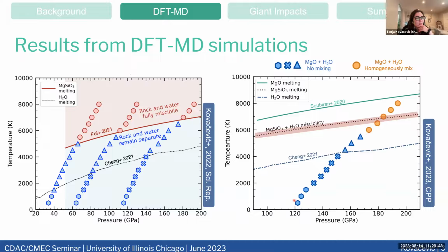So this was just a quick paper published in a contributions journal. And again, I have the water melting curve and the MgO melting curve. As you can see, the mixing happens. We're still going to have blue meaning no mixing, and orange now meaning mixing. We're going to see that well below this MgO melt curve, we now have rock-ice mixing.